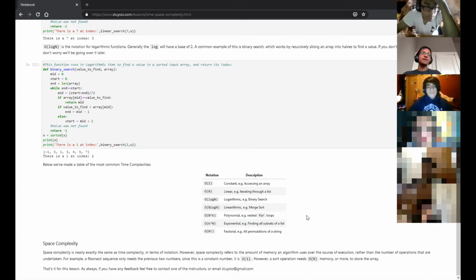Exponential time is for finding all the subsets in a list. An example would be finding all subsets in the list. That would be working with k. And so wait, let me get back to k.